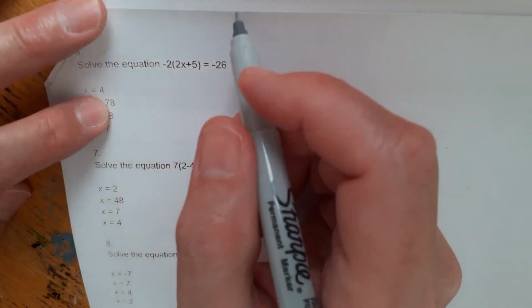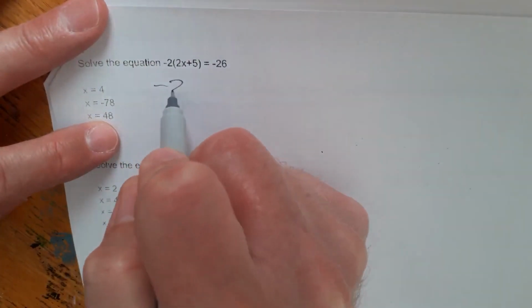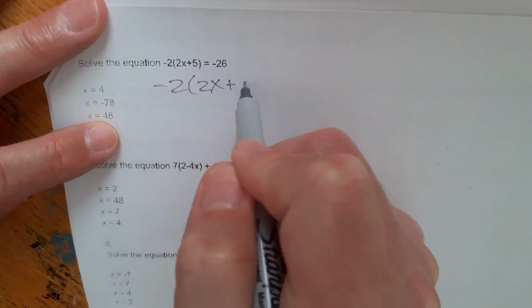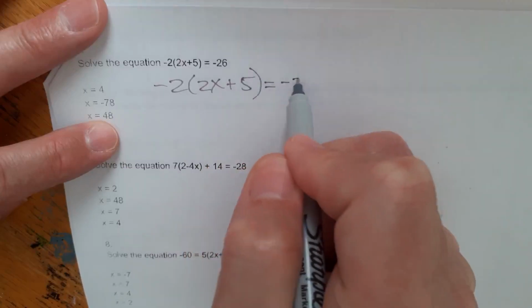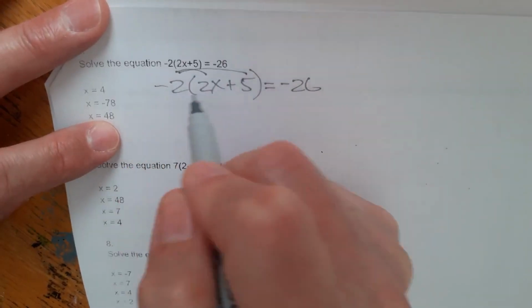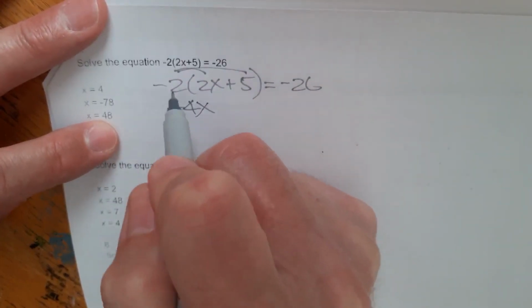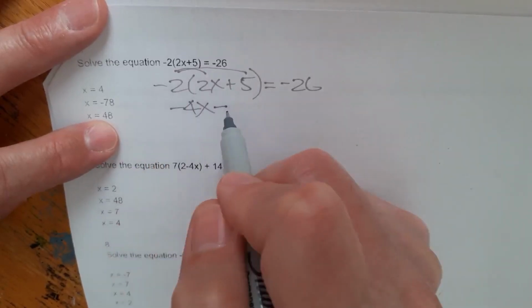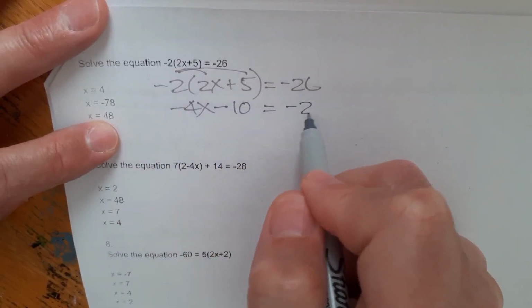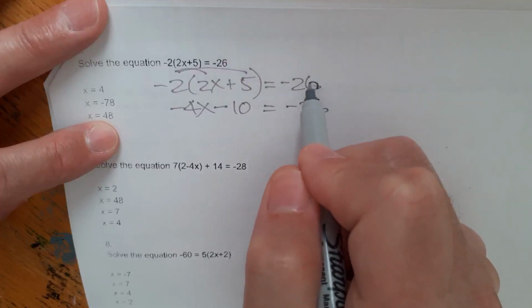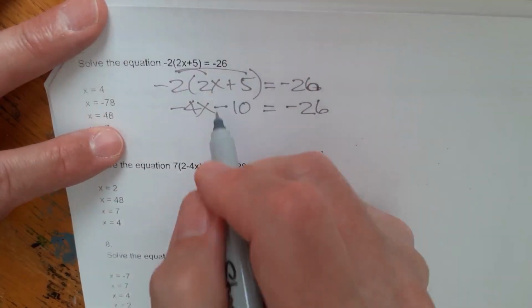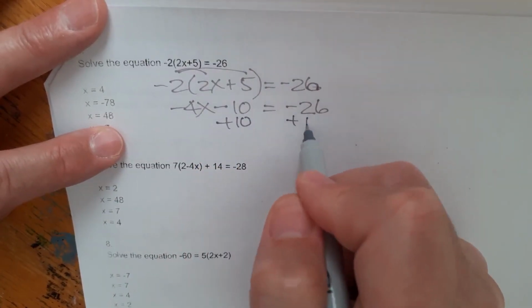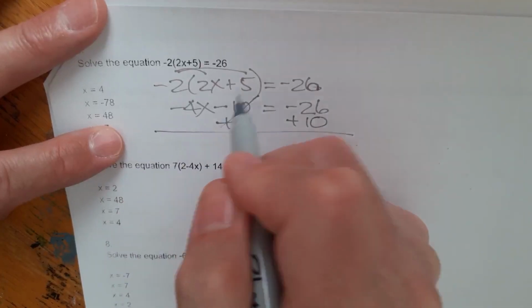All right, solve this one. So negative 2 times 2x plus 5 equals negative 26. Distribute first. Negative 4x minus 10 equals negative 26. Add 10 to both sides. Makes it disappear from the left here.